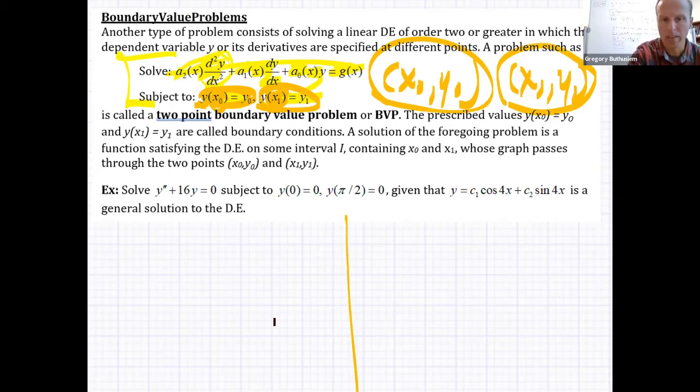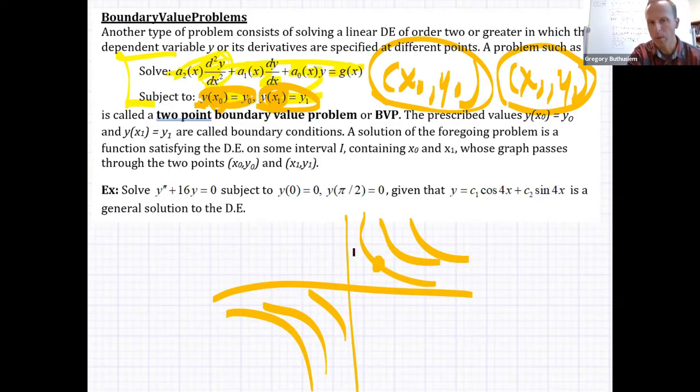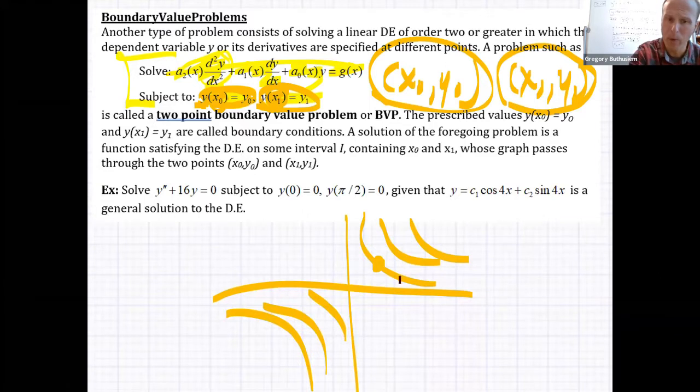So we talked about how we have like a family of solutions where you have a bunch of different graphs representing all the different solutions to a differential equation. And we said, we want to find the one member of the family that goes through that point. And once we find that one member of the family goes through that point, then that's the solution to the initial value problem. Now we're saying, what member of the family goes through that point and this point at the same time? Well, what if this one point is here and this other point is over here and all your graphs look like this? Well, you're not going to find it, right? So these don't have solutions as nicely all the time as the initial value problems necessarily.